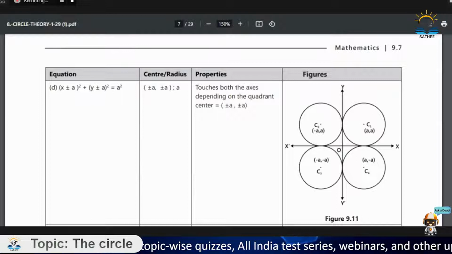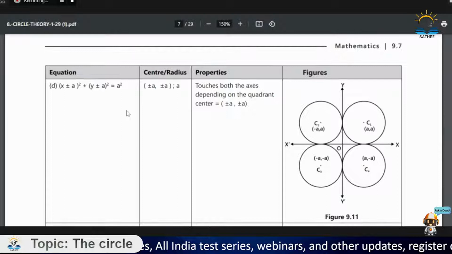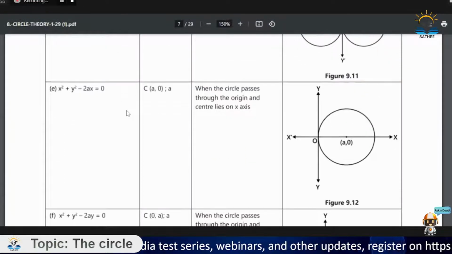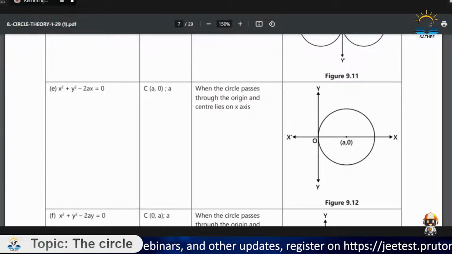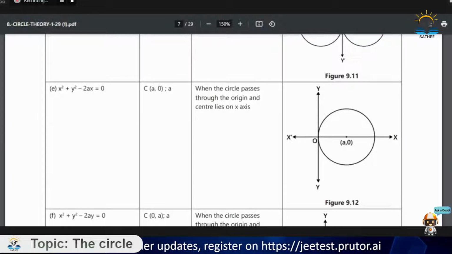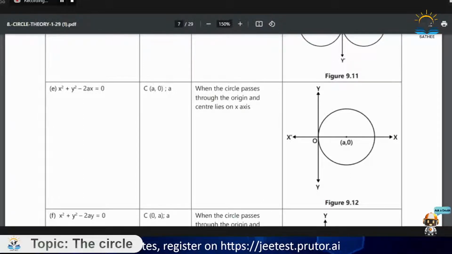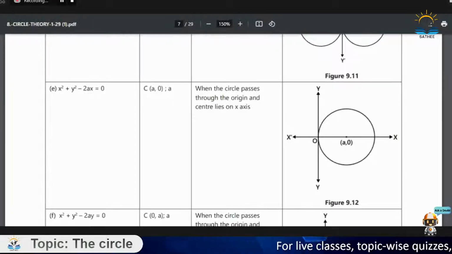It is basically (x minus h) whole square plus (y minus k) whole square is equal to a square, where (h, k) is the center of the circle and a is the radius of the circle. When the circle passes through the origin, the center lies on the x-axis, the radius is a and the center is (a, 0). The equation is this. This is also derived from the standard form of the circle, so we need not remember this type of equation. We will directly remember the standard form of the circle, and we can deduce it from there.